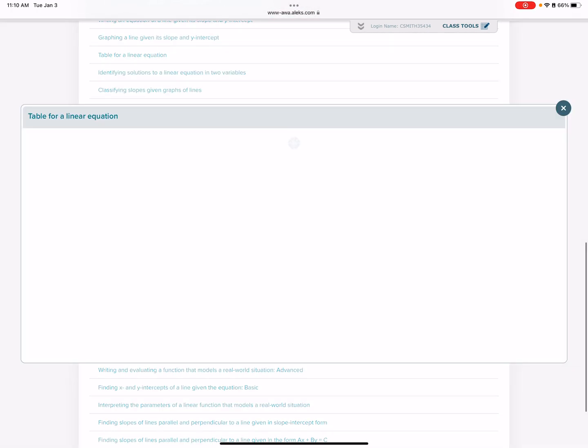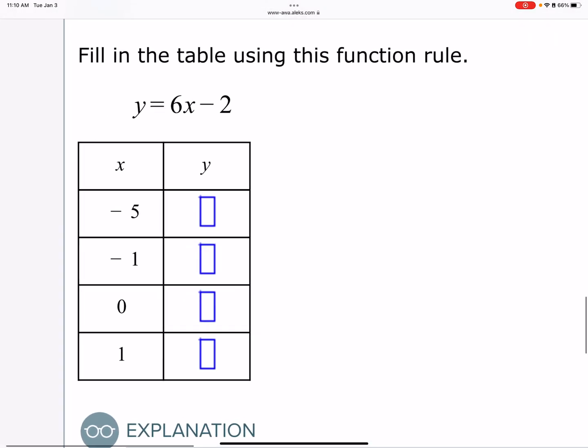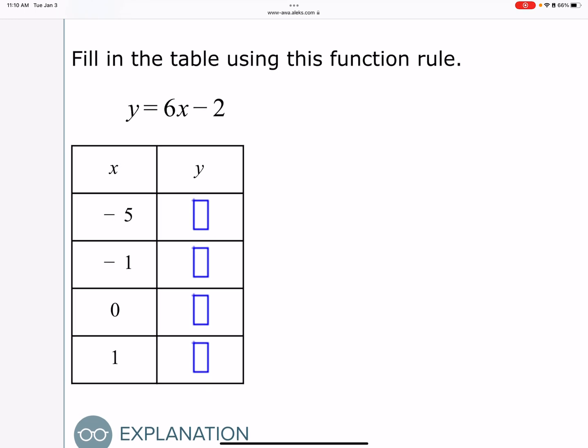Okay, table for a linear equation. Fill in this table. All you have to do to fill in the table is plug the value into your equation and then solve. I have x equals negative 5, so I'm going to put negative 5 in for my x and solve the equation.